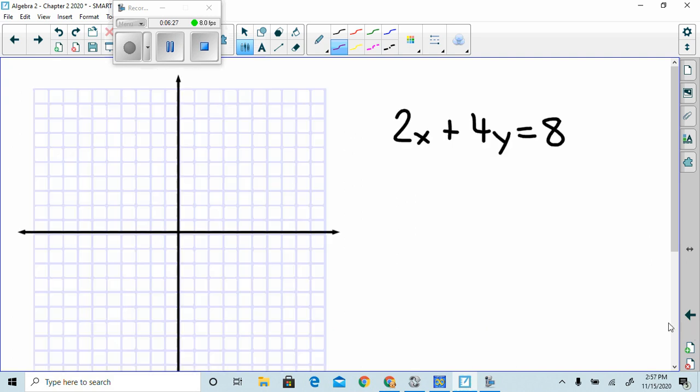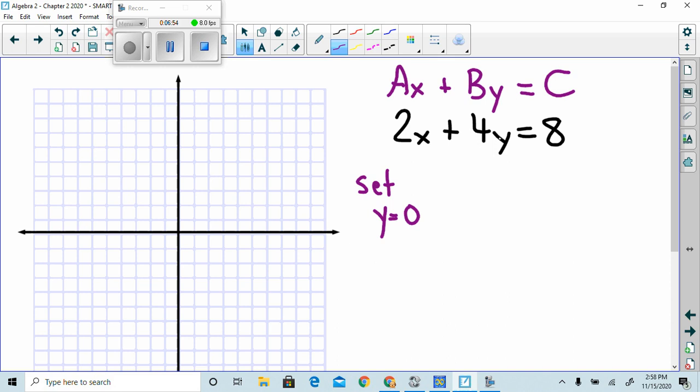Next problem. 2x plus 4y equals 8. It's in standard form. What is standard form? Some constant times x plus some constant times y equals some constant. So I need to find my x and y intercepts. It doesn't matter which one we solve for first. If I want to solve for x, set y equal to 0.